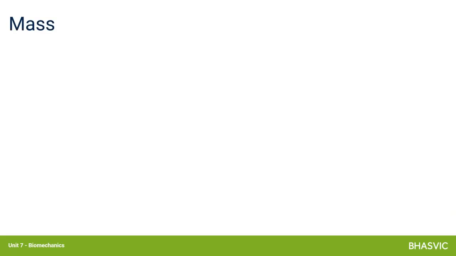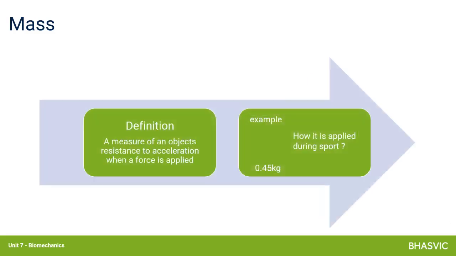Mass. Mass mostly affects sport performance due to its relationship with force and acceleration. Mass affects speed. An example of mass in sport is a football. The average football has a mass of 0.45 kilograms. If mass changes for each game of football, then this would mean each game would become unreliable.